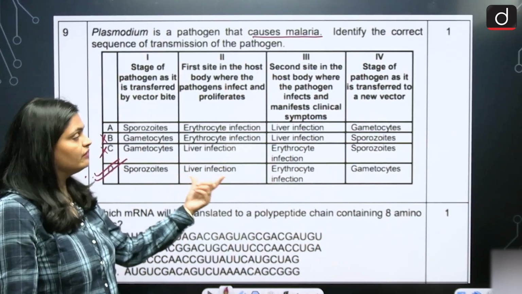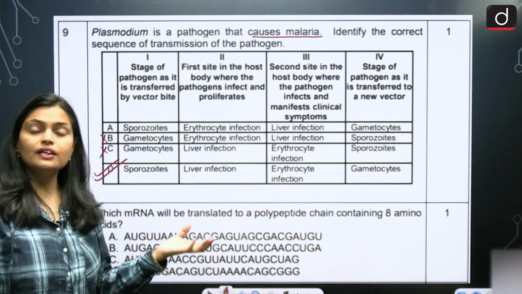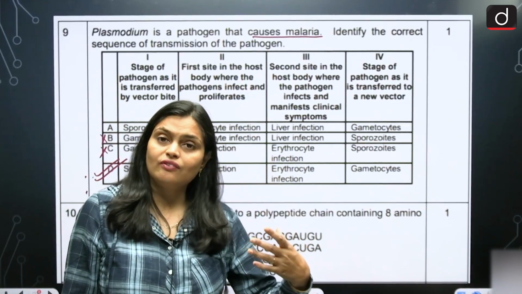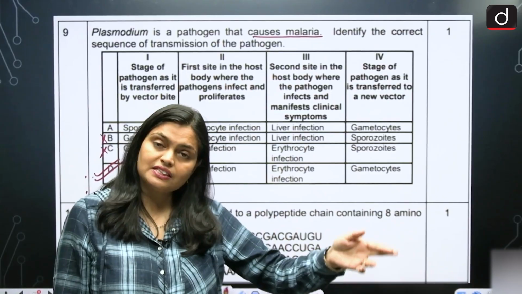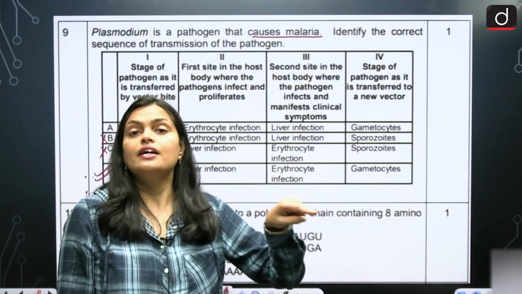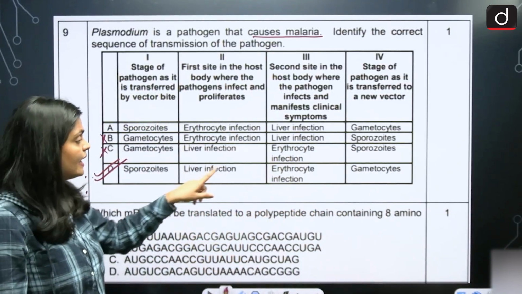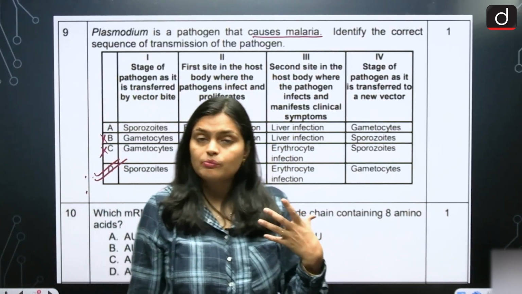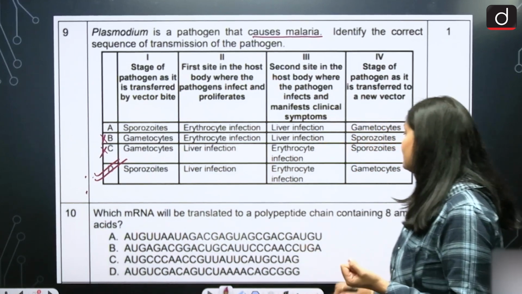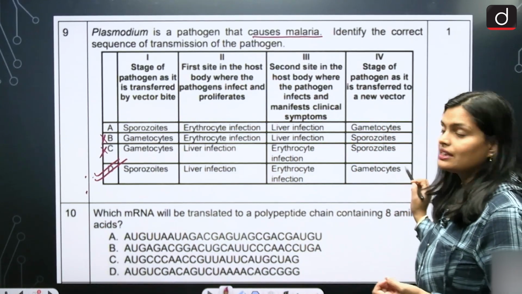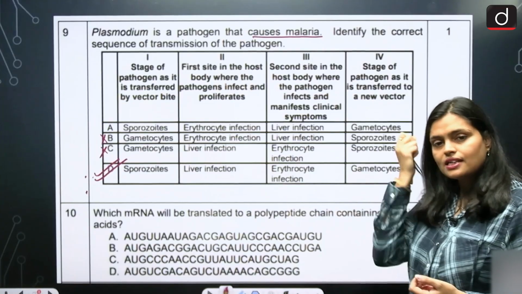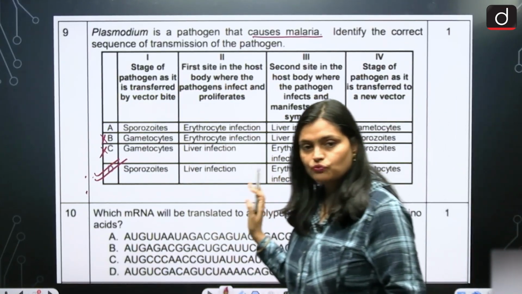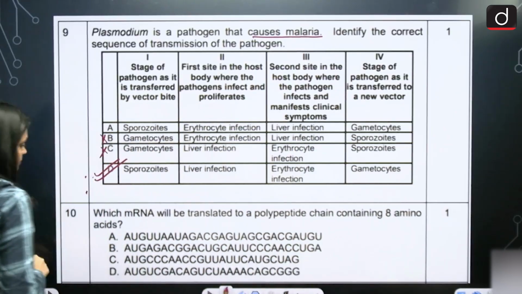They reach the liver. Then inside the liver they are converted into merozoites, increase their number, and then what happens? They enter the blood vessels and then infect the red blood cells, which are called erythrocytes, and then you will get the symptoms of malaria, and after that again you will get the gametocytes. These gametocytes will again be sucked by the mosquito. Okay, and this is the whole sequence. So the fourth one is the correct one.